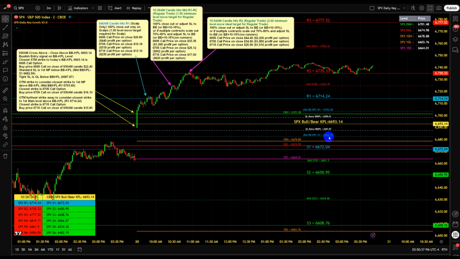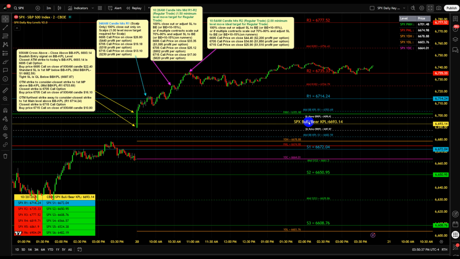All right, so what about the tight stop loss? The tight stop loss is simply going to be the QL below the BBKPL. QL stands for quarter level. So in the case of a bullish trade off the bull bear KPL, the standard stop loss is the first midpoint below, and the tight stop loss is the first quarter level below, or QL below.